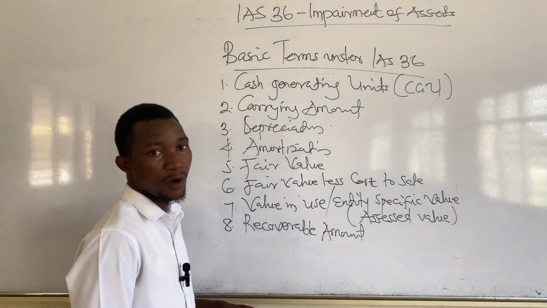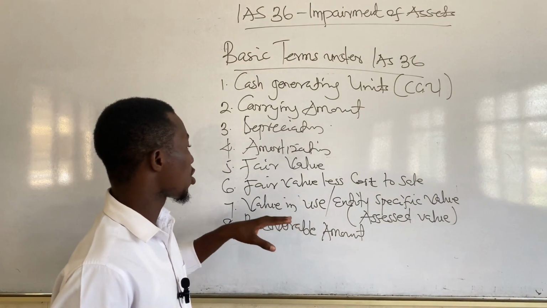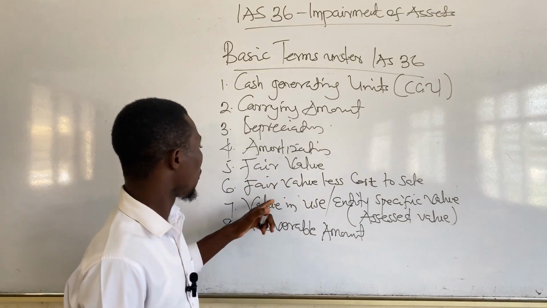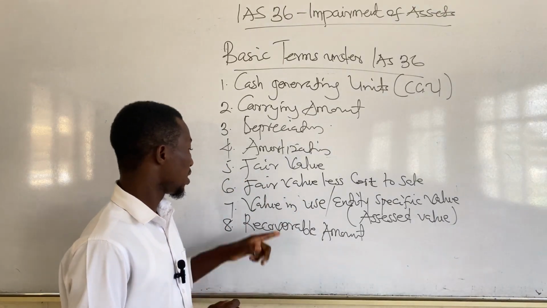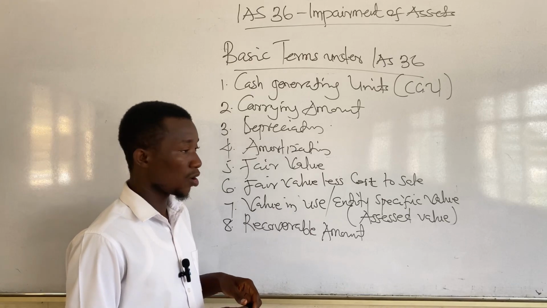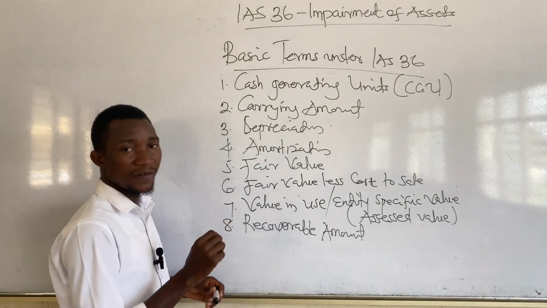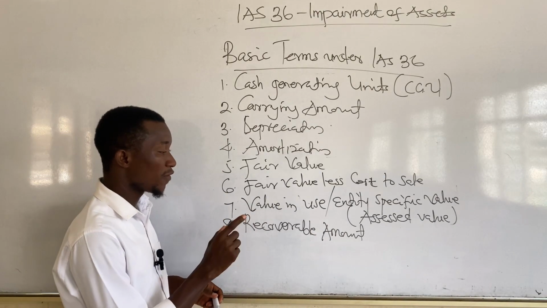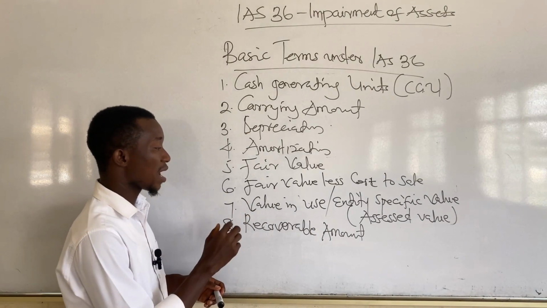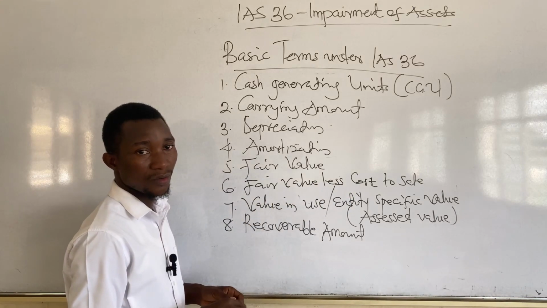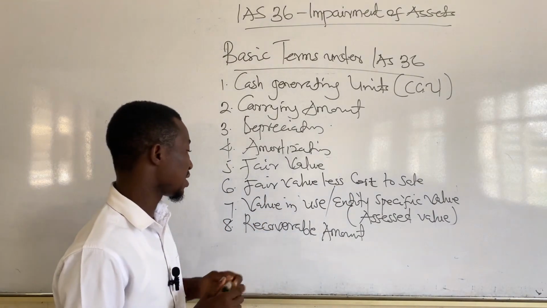Recoverable amount. What is a recoverable amount? Recoverable amount has to do with the higher of fair value less cost to sell and value in use. The standard definition is that recoverable amount is the higher of fair value less cost to sell and the value in use. Whichever is higher, we pick it.